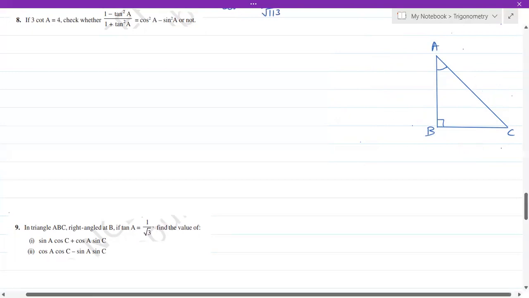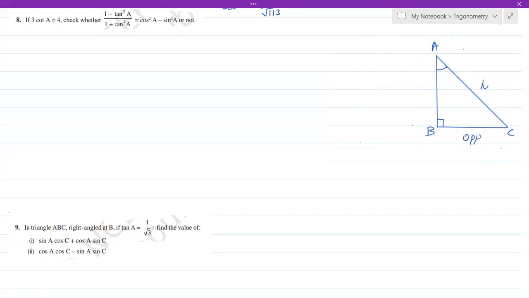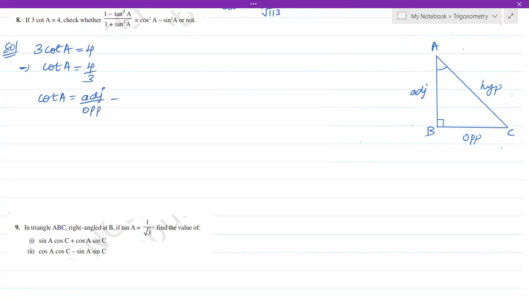Okay. So it's given 3 cot A. However, the angle is at A itself. So this becomes opposite and this becomes hypotenuse and this becomes adjacent. Okay. So they have given 3 cot A is equal to 4, which implies cot A is equal to 4 by 3. But what is cot A defined as? Cot is defined as adjacent by opposite. What is adjacent here? AB is the adjacent, BC is the opposite. But they've given it as 4 by 3, which implies we got the value of AB as 4 and we got the value of BC as 3.